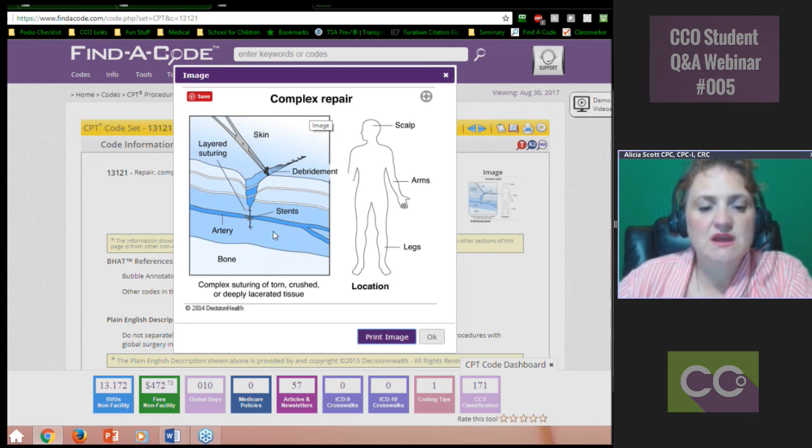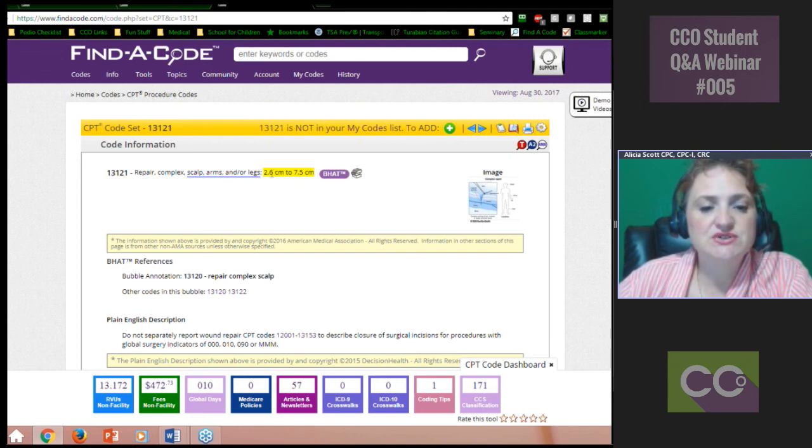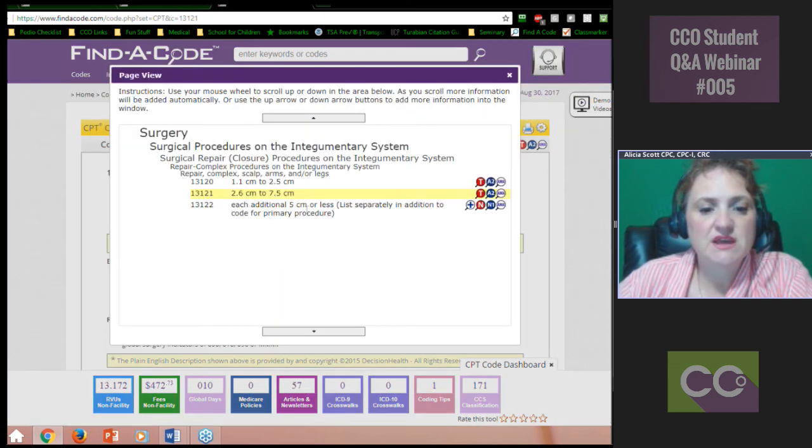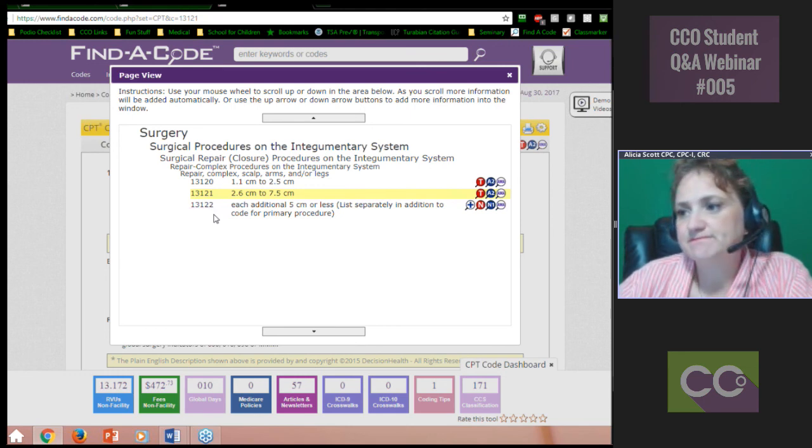Okay. Now, we don't know if they did layered suturing in the past, but they put him under and debrided all of this. Usually the layering, meaning all these other sutures, makes a difference, and that's what you would go by. I'm more inclined to use this, and then we also need to use the add-on code, each additional 5 centimeters. So it would be 13121, 13122. That's what I would use.